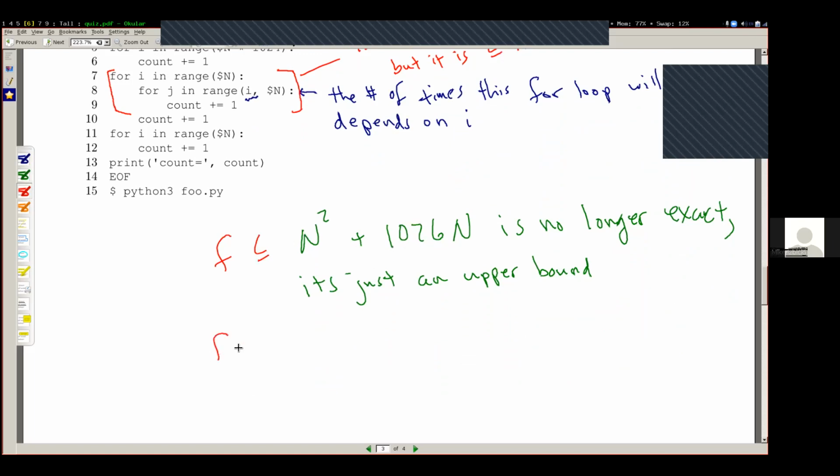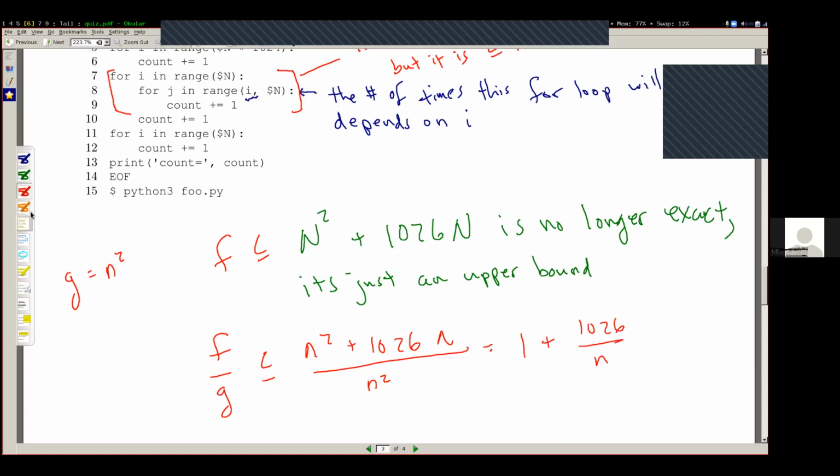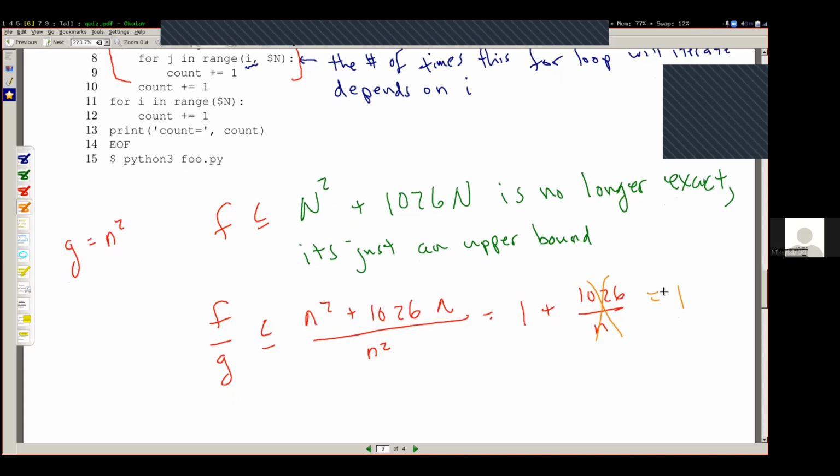So when I do the f over g, I know that this is going to be less than or equal to n squared plus 1026 n. I'm still going to use n squared for my g, divided by n squared. And this thing will be 1 plus 1026 divided by n. This thing will go to 0, so that's 1. And all I can say is that f over g is less than or equal to 1, because this is an upper bound over here.